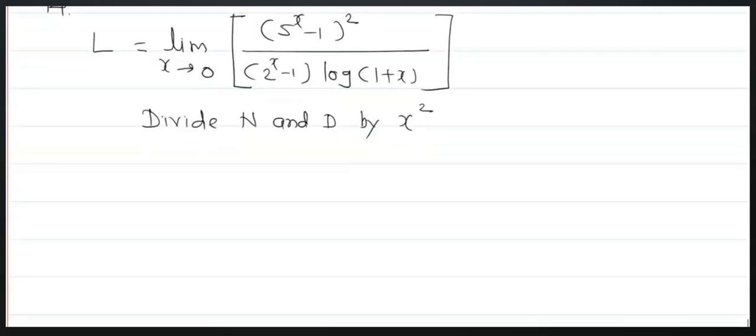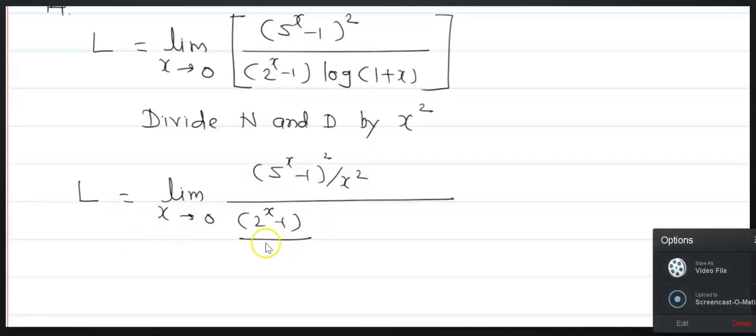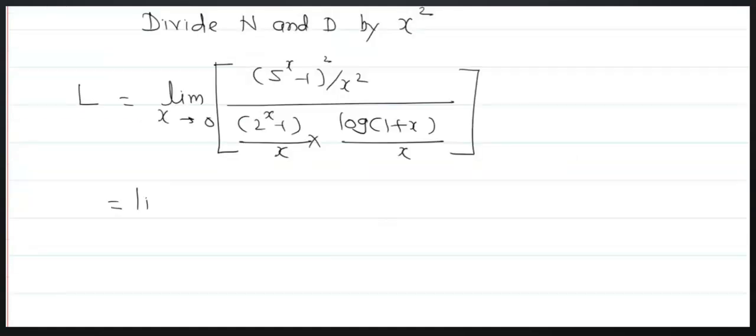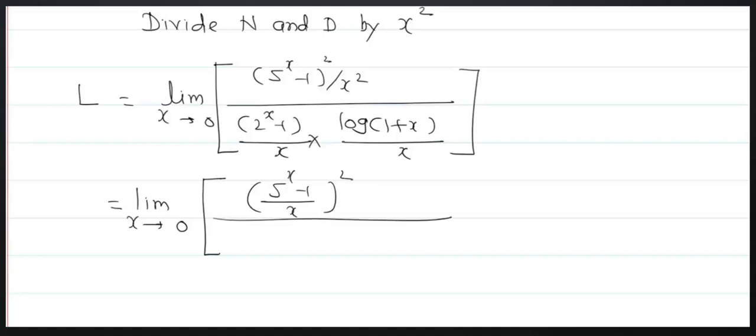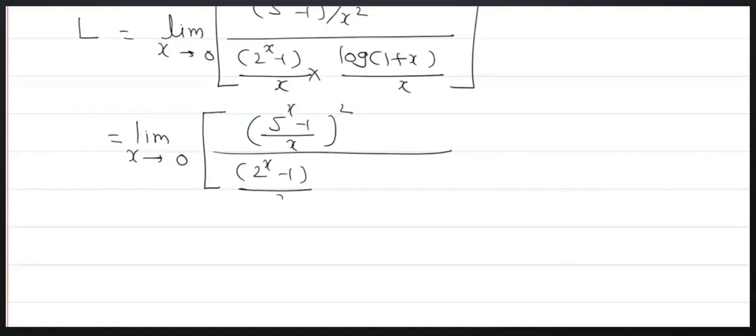Divide numerator and denominator by x squared. Limit x tends to 0 of (5^x minus 1) whole squared upon x squared, upon (2^x minus 1) upon x into log of (1 plus x) upon x. Therefore, the limit as x tends to 0 of (5^x minus 1) upon x, whole squared, upon (2^x minus 1) upon x into log of (1 plus x) upon x.